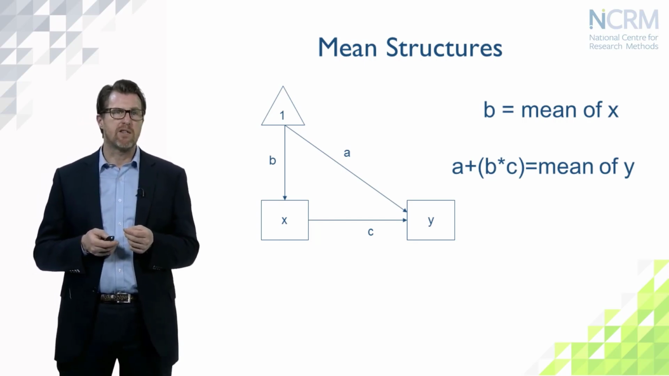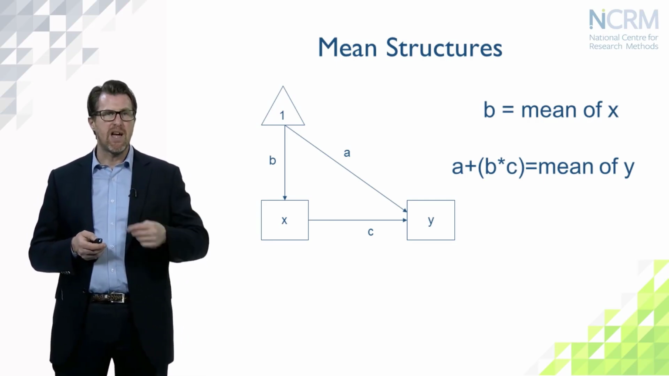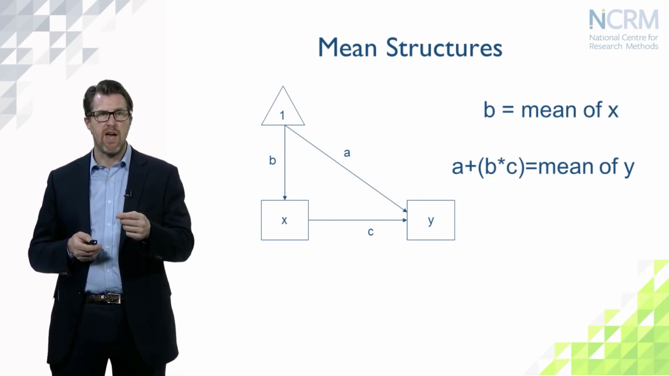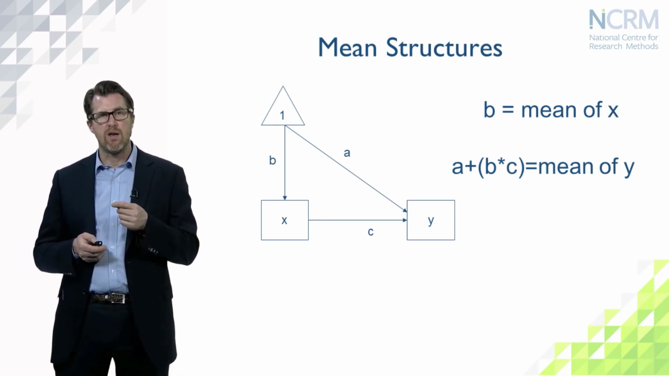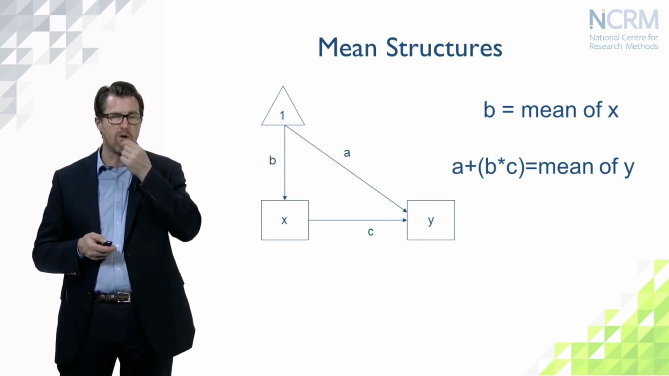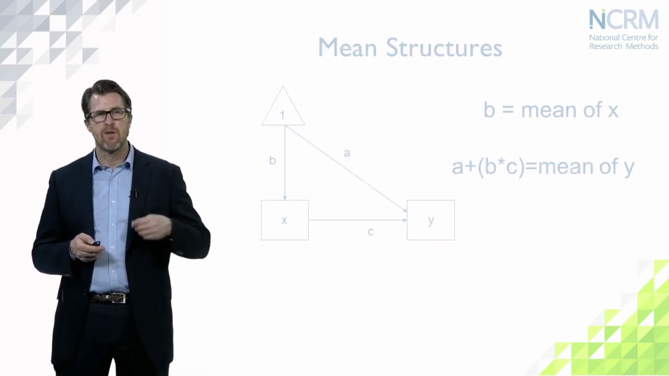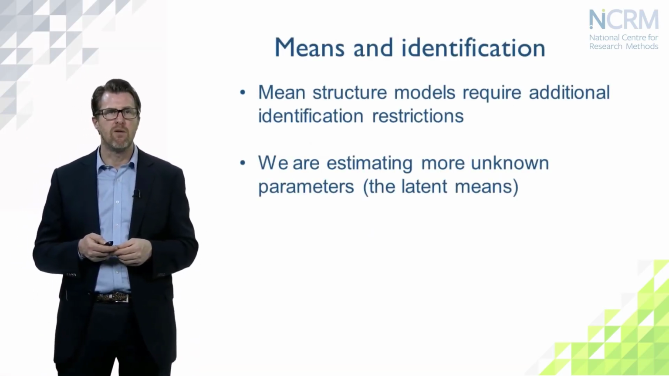So the indirect effect of the constant on y is the product of b and c. By adding in this constant, we can estimate the mean of x, which is simply the coefficient b, and we can estimate the mean of y by taking the sum of A and the product of B and C. That's the total effect, the sum of the direct and the indirect effects. So that's how we introduce means into our model.